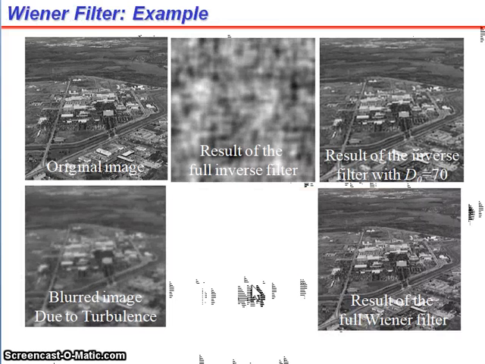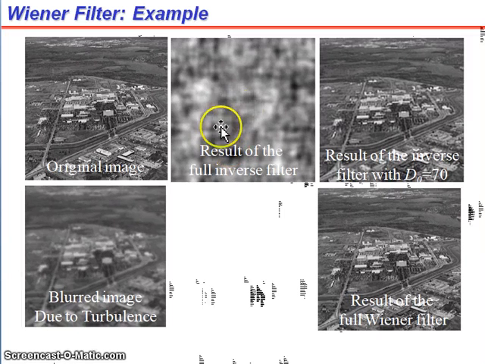Now coming to the examples, this is an original image. If I add a restoration filter to the acquisition system, the acquisition system provides this image. If I use the inverse filter, the full inverse filter, what do I mean by full inverse filter? It means that for all u, v values, H of u comma v is there.